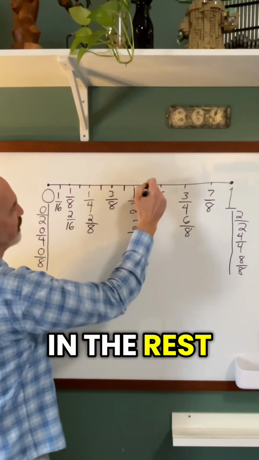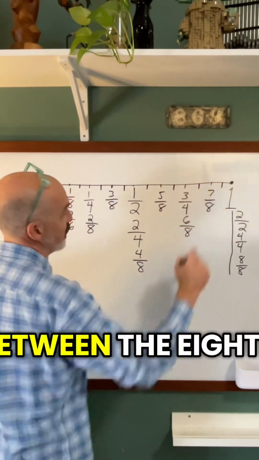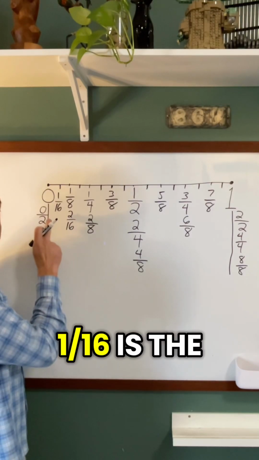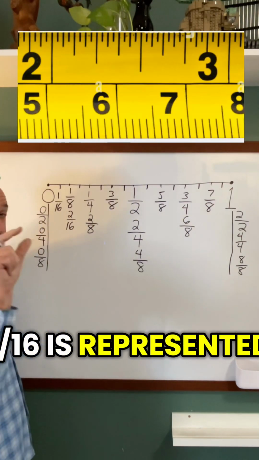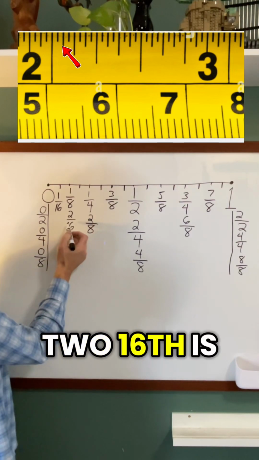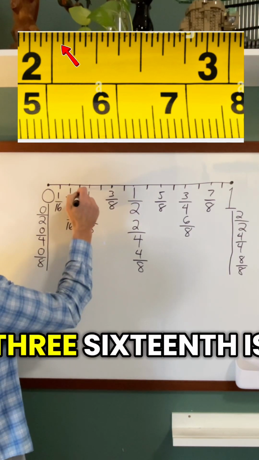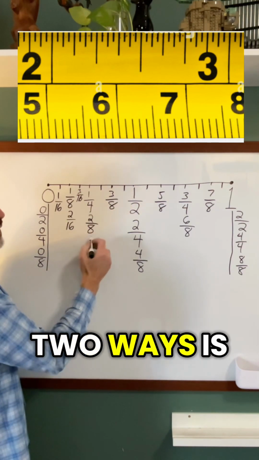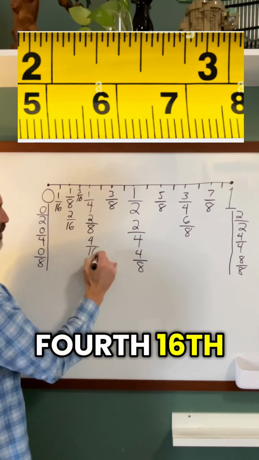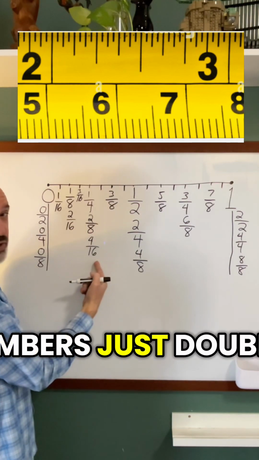Let me just go through and put in the rest of the 16ths. They're always halfway between the 8ths. The fact that 1/16 is the shortest line is because only 1/16 is represented by that small line. 2/16 is equivalent to 1/8. 3/16 is a standalone fraction. 1/4 and 2/8 is also equivalent to 4/16. And yes, the numbers just doubled.